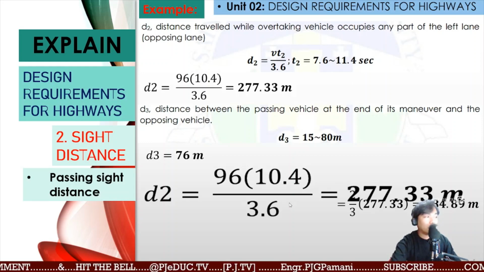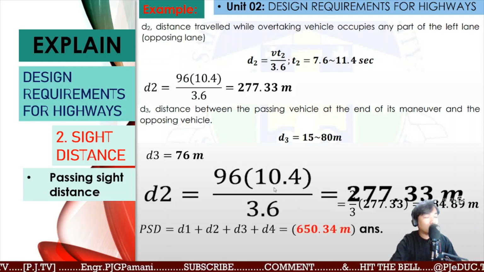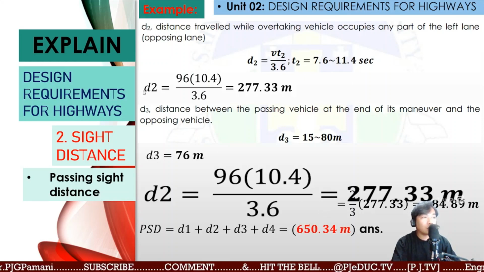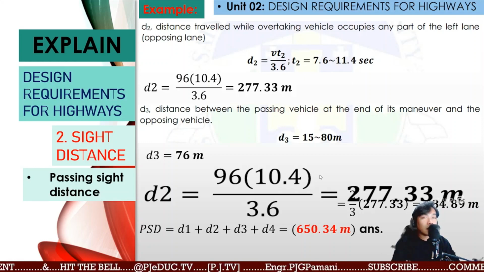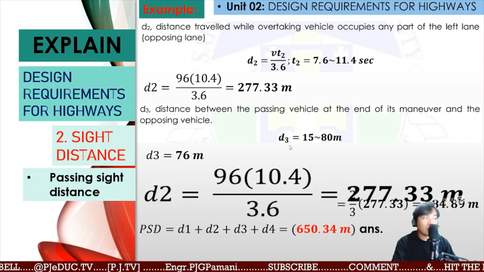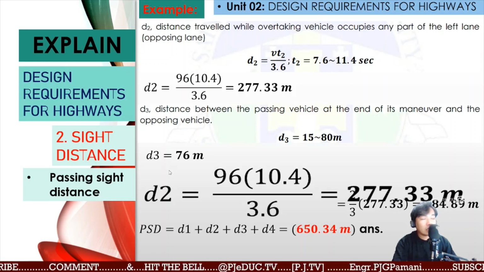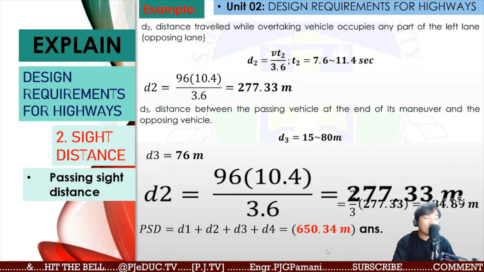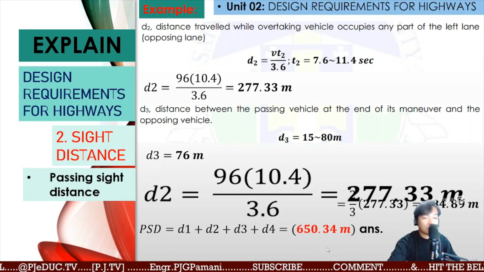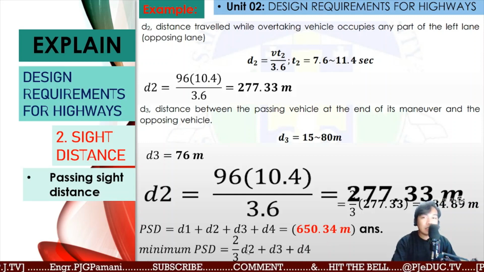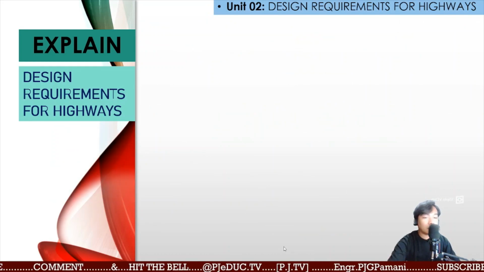And lastly, we have D4. Nagkamali ako dyan. So D4 naman yan. That is 2/3 of D2. D4 is basically the 2/3 of D2, the distance occupied by the opposing vehicle. 2/3 of D2, which is 277.33 times 2/3, gives us 184.89. Summate lang natin si D1, D2, D3, and D4, gives us the passing sight distance of 650.34 meters. And the minimum passing sight distance should be the 2/3 of D2 plus D3 plus D4. Yun lang naman yan. No?